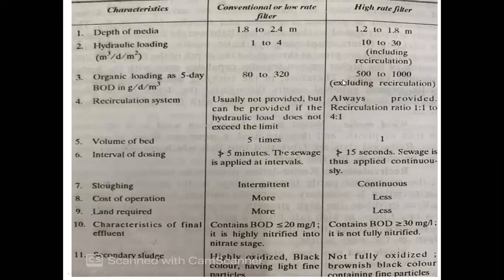Here I have given you the difference between the low rate trickling filter and the high rate trickling filter. Usually a low rate trickling filter is a simple type of filter, and a high rate trickling filter has some advanced modifications which help reduce the time required for filtration without compromising the efficiency. Now you can start noting down this chart along with me. While dictating, I will explain the difference between the two.